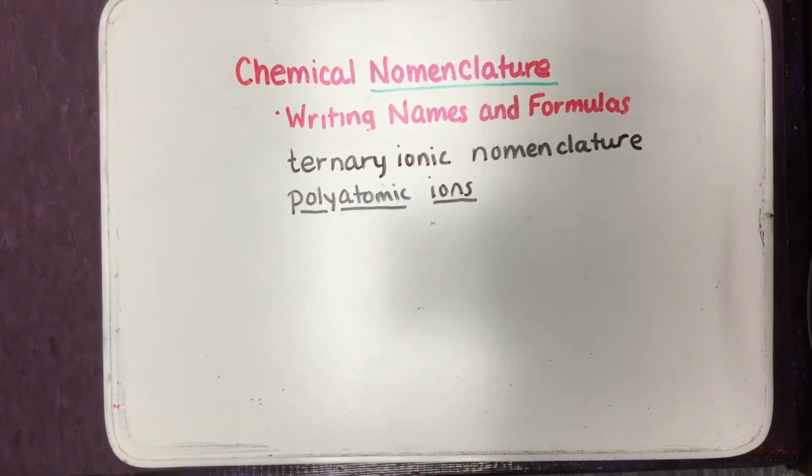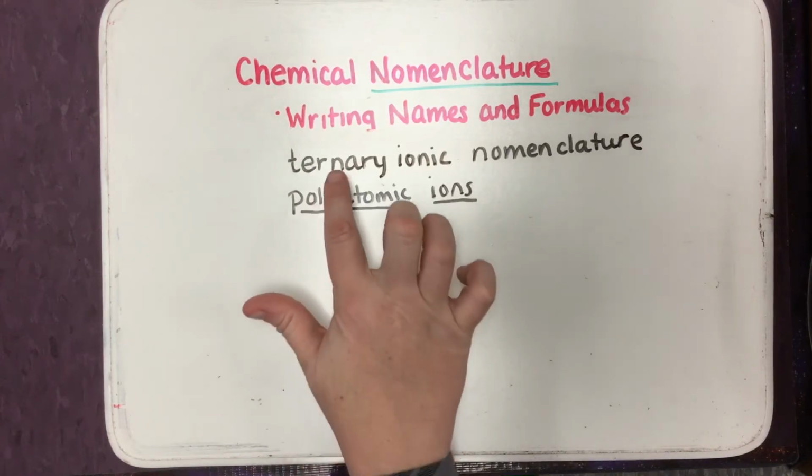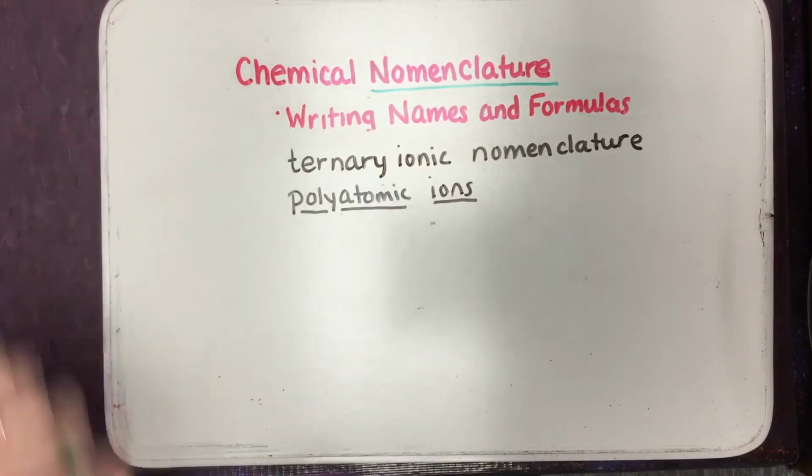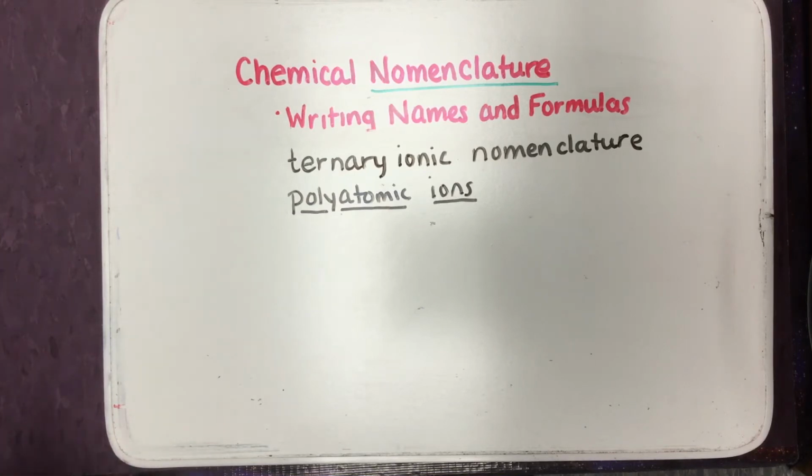In today's lesson, we're still going to be focusing on chemical nomenclature for ionic compounds, but this time we're looking at ternary ionic compounds. Ternary just means that they have more than 2 elements total, and what that really means is that they include a polyatomic ion.